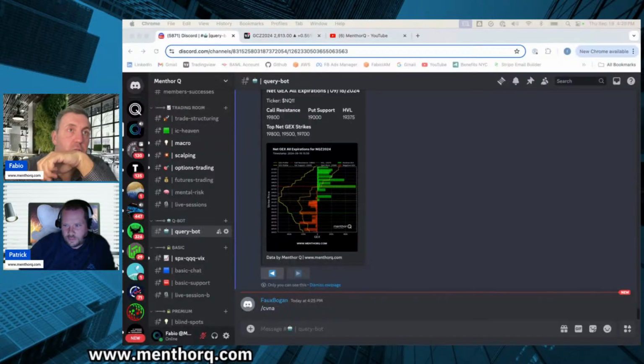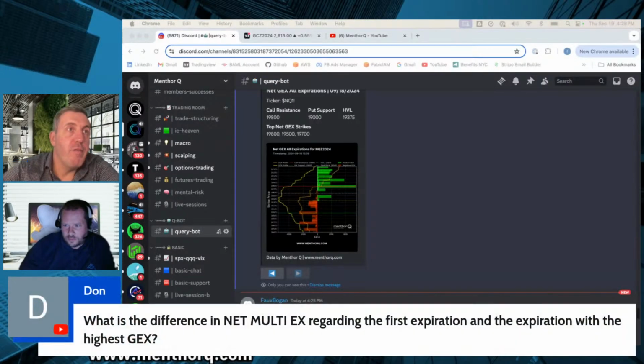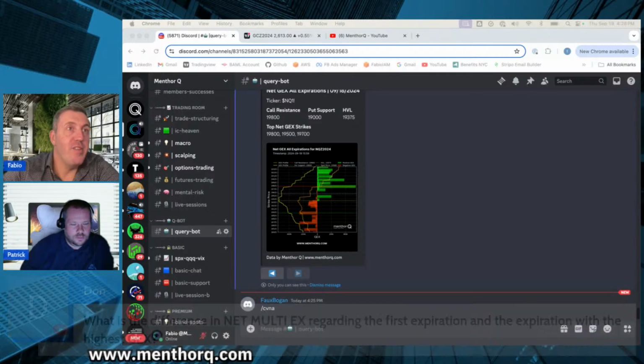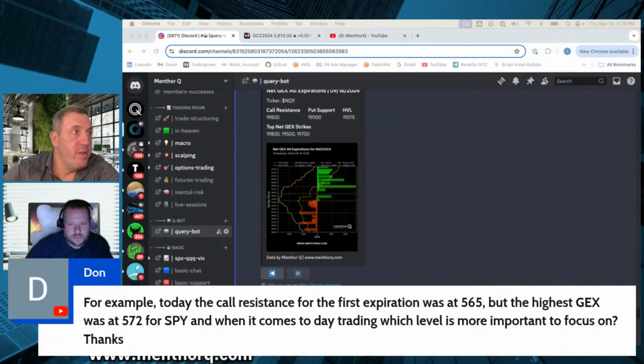So let's go through maybe the question from Don. What is the difference in net multi-expiration regarding the first expiration and the expiration with the highest checks? And then this is a follow-up question. For example, today the core resistance for the first expiration was 565, but the highest checks was 572.